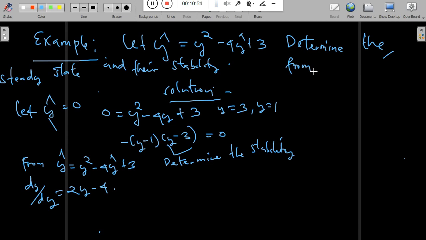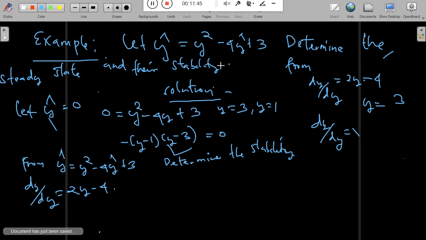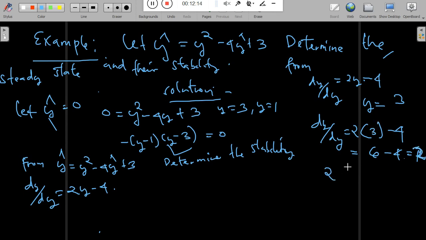Now from the original equation, the derivative is 2y minus 4. Let you plug in the values of y that you obtained previously. Starting by plugging in y equal to 1, we get 2 minus 4. Then plugging in y equal to 3, the answer will be 6 minus 4, that is 2. Since 2 is greater than 0, we may conclude that the value is what is known as unstable.